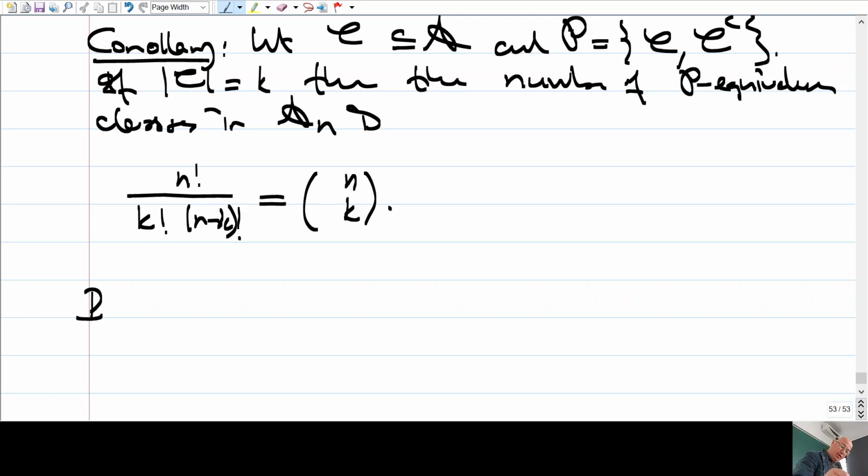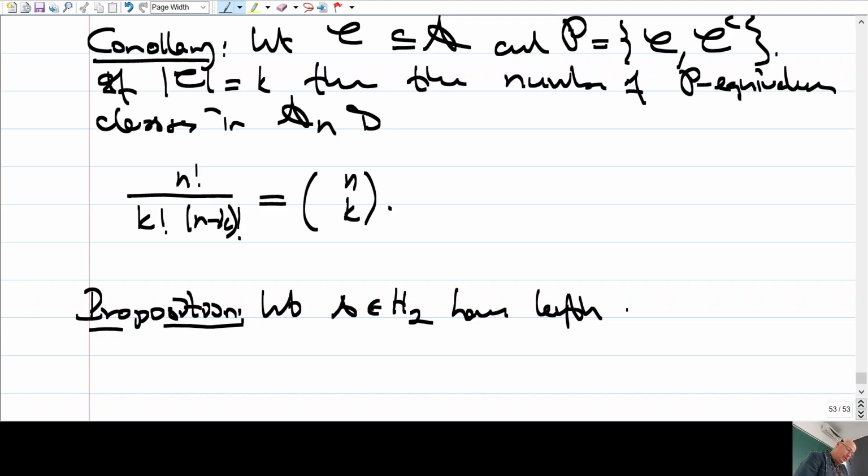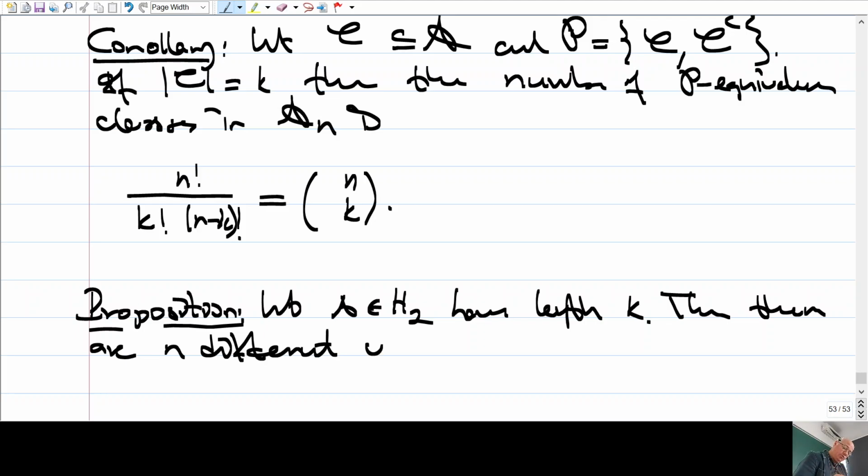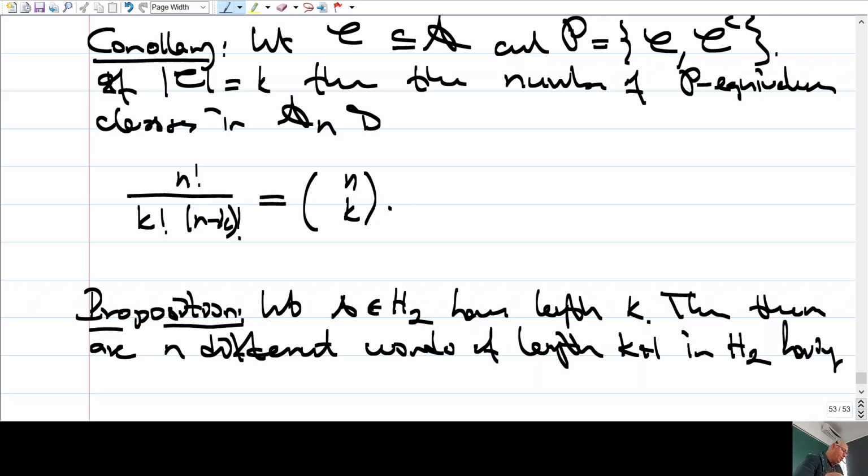And then we have a proposition. This time we consider words of type or class H2, so repetition of letters is allowed. Let A be such a word, an element of H2 of length K. Then there are n different words of length K plus 1 in H2 having A as their initial expression.